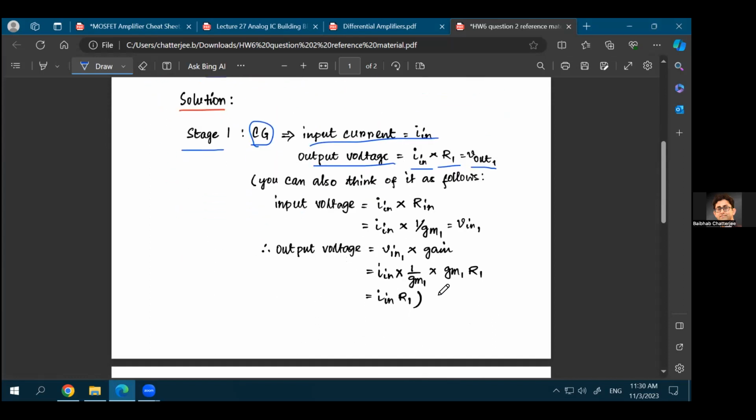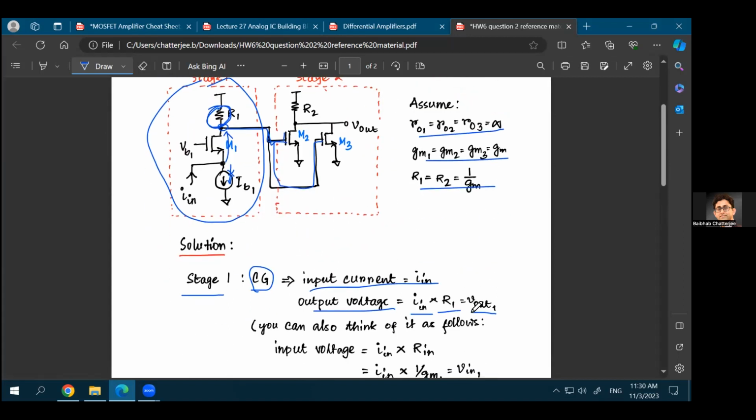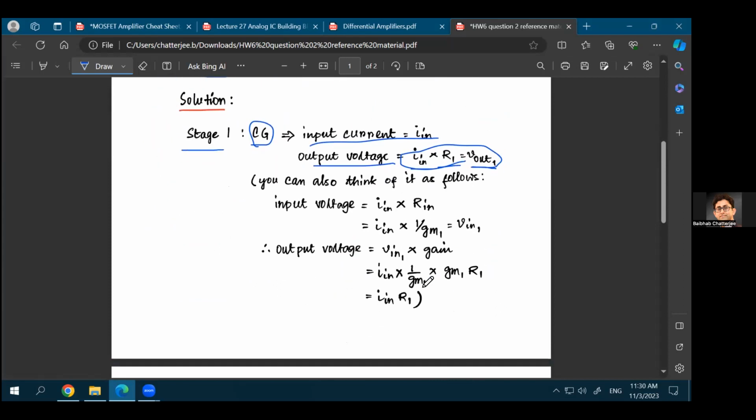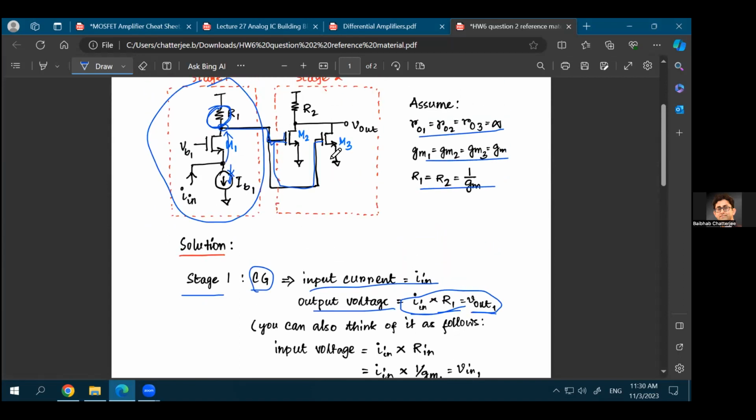So you can find out the voltage that you're applying at the gate of the M2 and M3 transistors. That's this much amount of voltage. So at the final output, you have to consider this stage 2, which is 2 parallel CS stages. These are both common source stages, and their drains are connected together, so the current will get added up eventually.